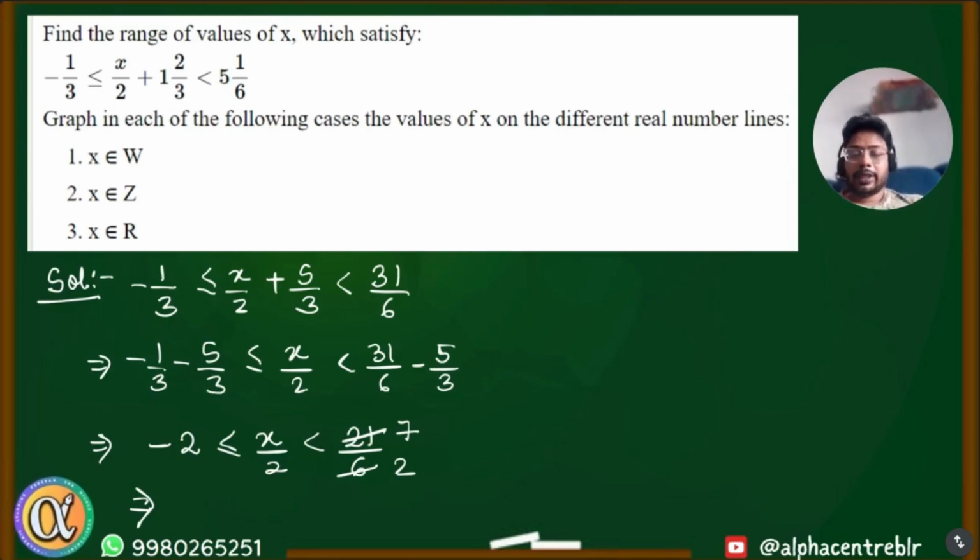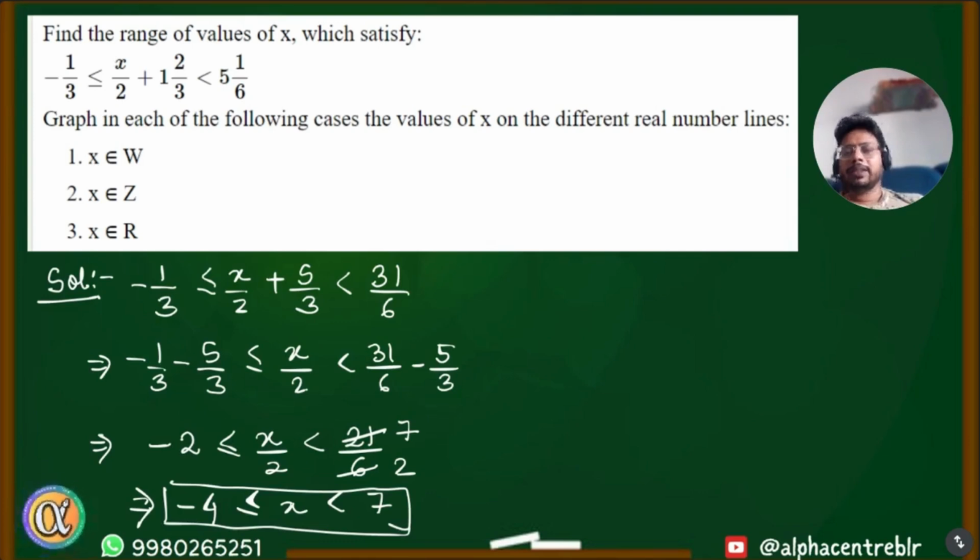Now, to get rid of this 2 in the denominator, we can multiply the entire inequation by 2. Even if you multiply the entire inequality by the same number, the inequality won't change. So this is minus 4 less than or equal to x less than 7. So that's our solution: minus 4 less than or equal to x less than 7.